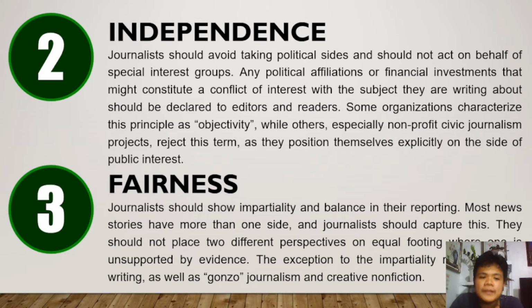Ano po? Next, fairness. So, fairness, journalists should show impartiality and balance in their reporting. Most news stories have more than one side, and journalists should capture this. They should not place two different perspectives on equal footing where one is unsupported by evidence. So the exception to this impartiality rule is opinion writing, as well as genre journalism and creative nonfiction.